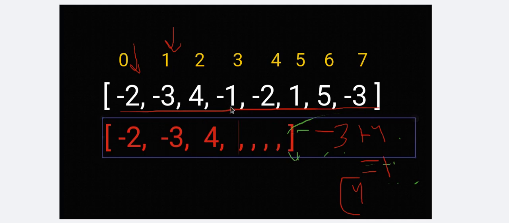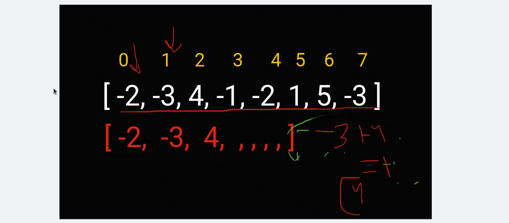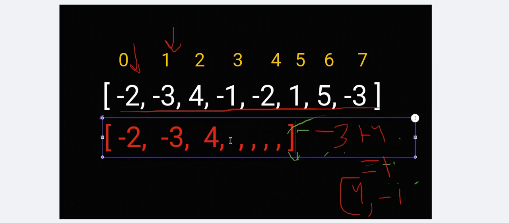Similarly, I come at -1 and I have two choices. Should I start afresh or should I continue with the array I have? So I will continue. Why? Because -4 plus 4 and -1 will give me 3, and -1 will give me -1. So 3 is a better option, right? So rather, let's continue it. So we'll extend it.